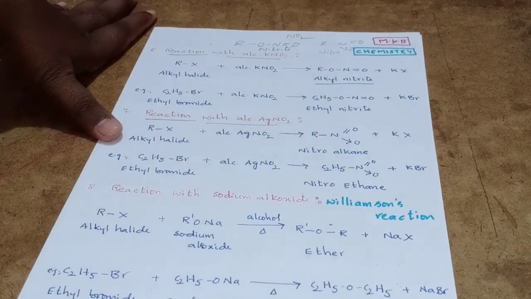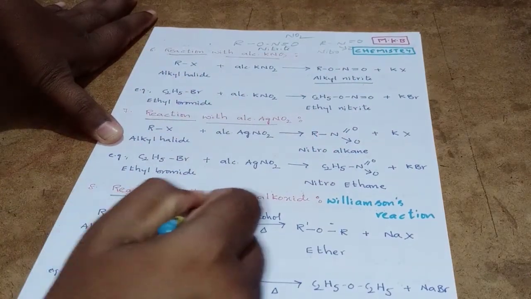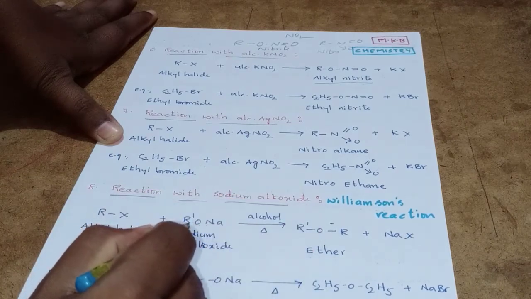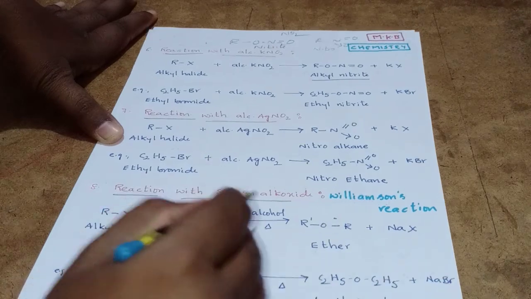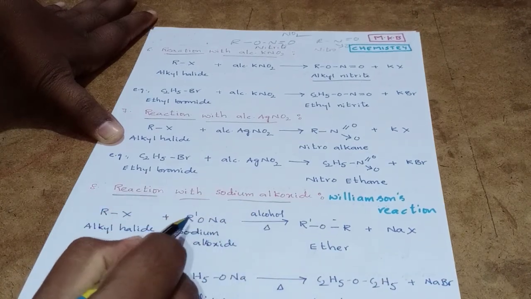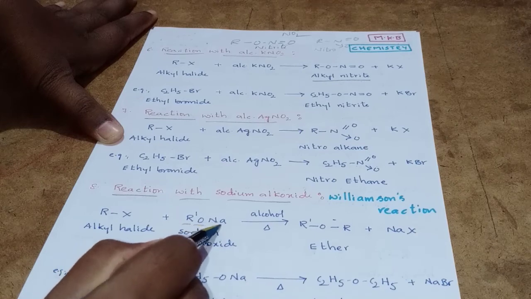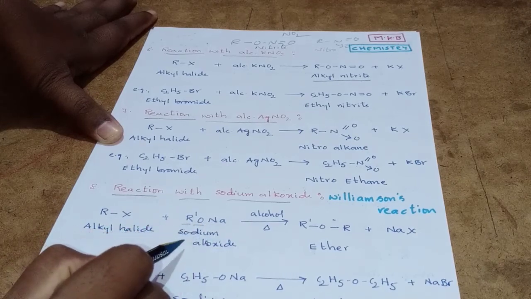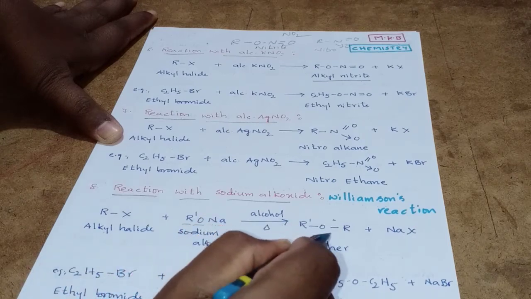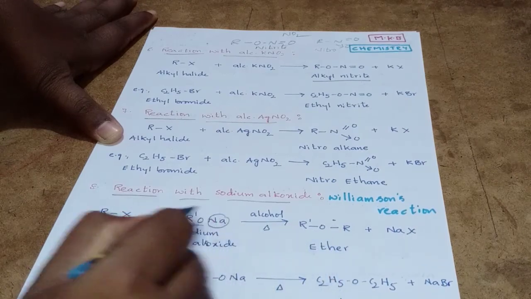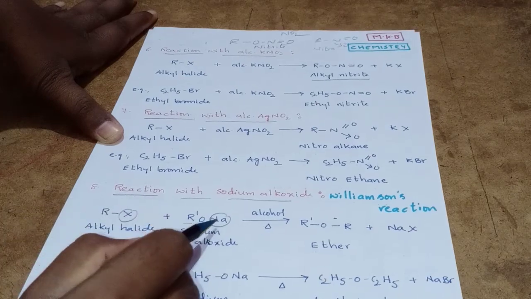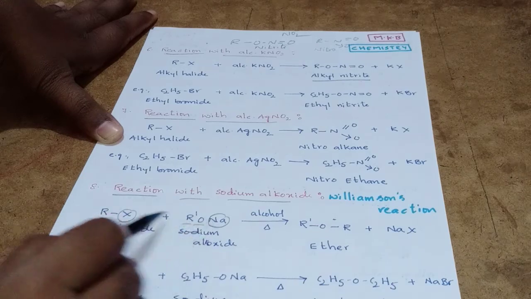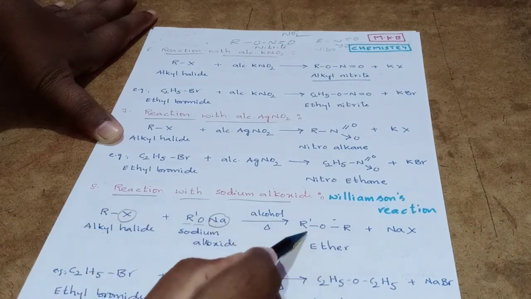nitroalkane. And reaction with sodium alkoxide, that is alkyl halide. Sodium alkoxide formula RONa. This is sodium, this is alkyl group, this is oxygen, sodium alkoxide. So when alkyl halide is treated with sodium alkoxide, usually we will get ether. That means in place of sodium, I will write alkyl. Sodium and halogen are eliminated as sodium halide, NaX. In place of Na, I have to write R. So this is ether.